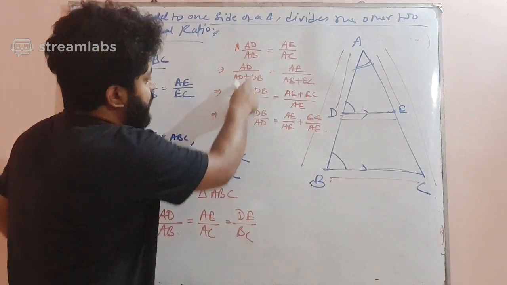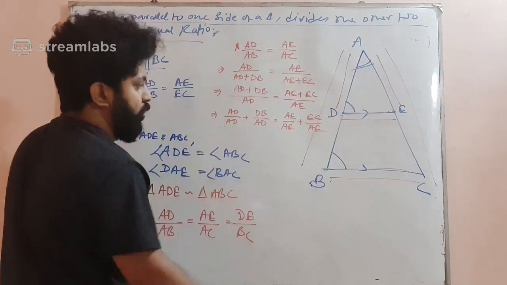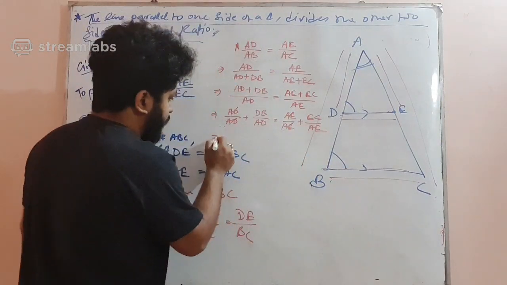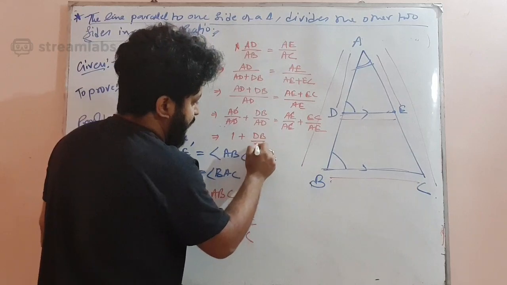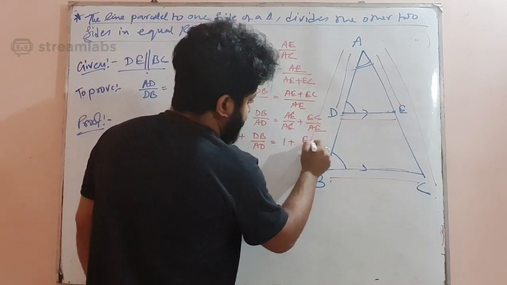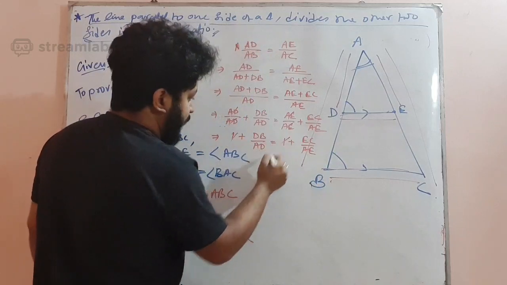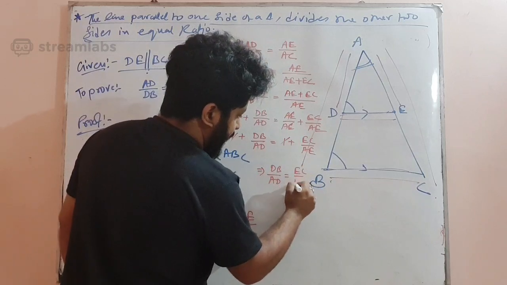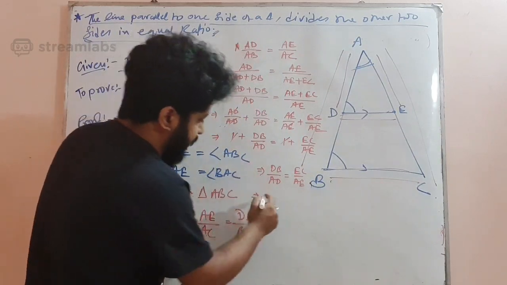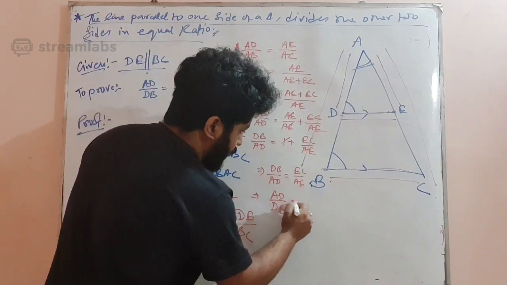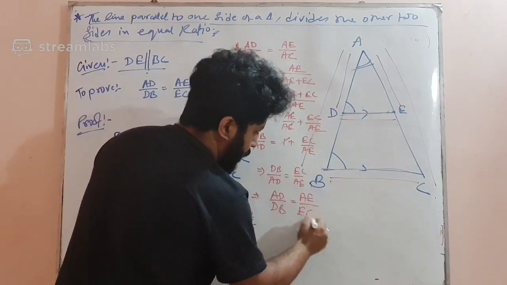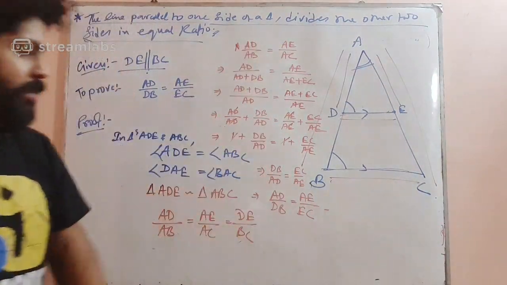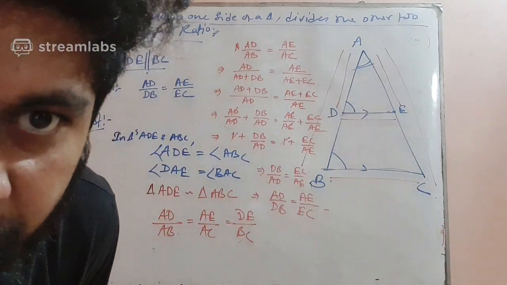Okay, because by LCM only you must have added, so you can separate it also. It can be done. So AD cancel, AE cancel. So I get 1 plus DB by AD is equals to 1 plus EC by AE. So 1 cancel. What do I get? DB by AD is equals to EC by AE. So if I reciprocate it, I get AD by DB is equals to AE by EC. Again by reciprocating. So our thing is proved. So this is also one way to prove.